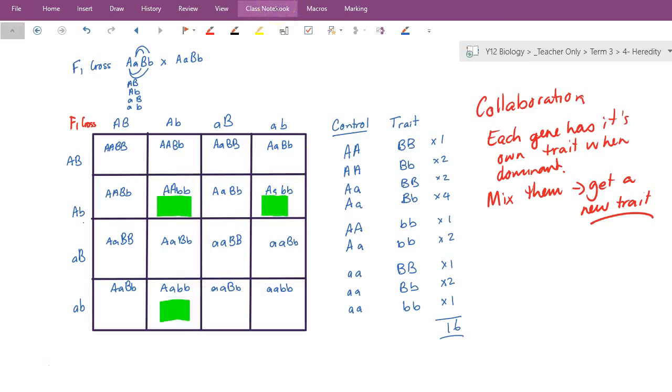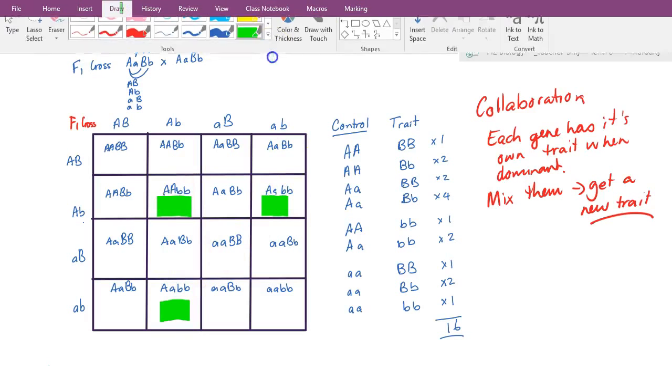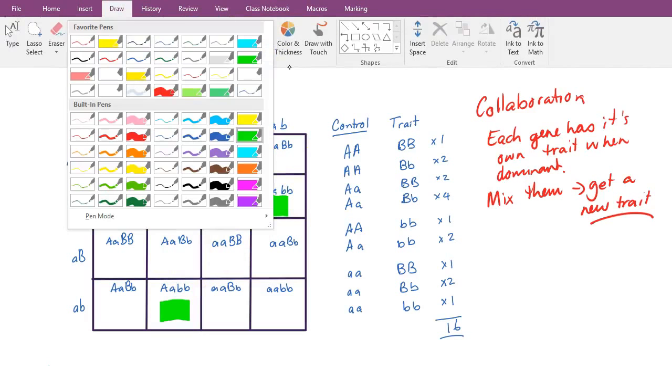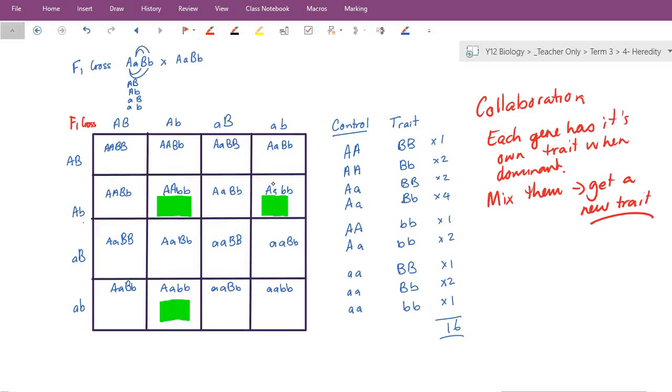Now let's look for the other version, the rose comb. So let's get a nice rose color here. This is where you have no dominant A's and only dominant B's. So here, and here, and here, and that looks like all of them. So they're the only times with this cross that you'll see just a P gene or just a rose gene.